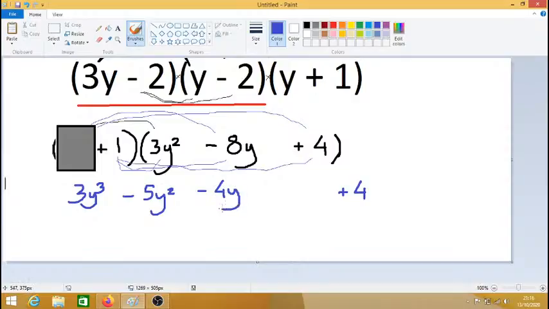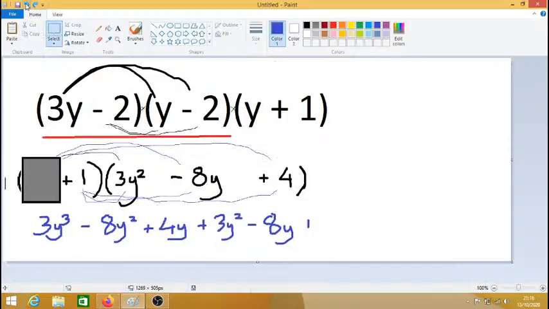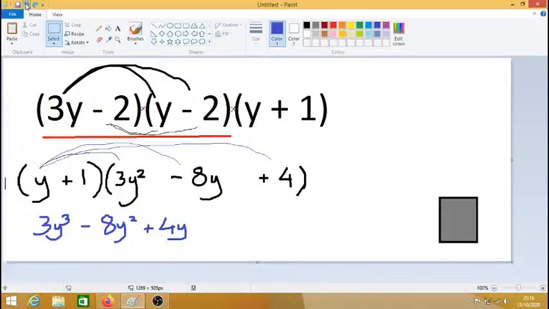And that's all the simplifying done. So then just bring it together and that's your final answer. 3y cubed minus 5y squared minus the 4y plus the 4. Okay, hopefully not too hard. Feel free to type any questions into the chat box.